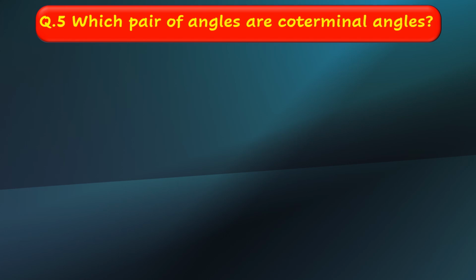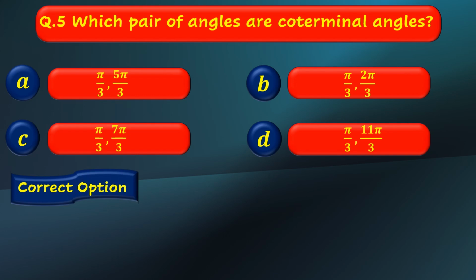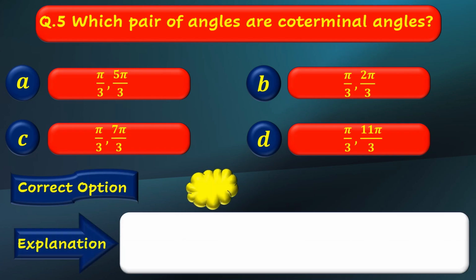Which pair of angles are coterminal angles? And the options are. Let's find out which one is the correct option. But before that, let's explain it. Here we notice that the angle pi by 3 is common in all options. So we need to find the coterminal angle of pi by 3.